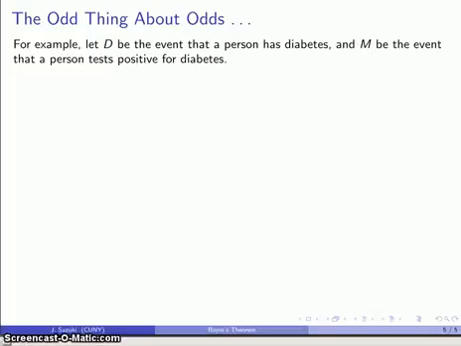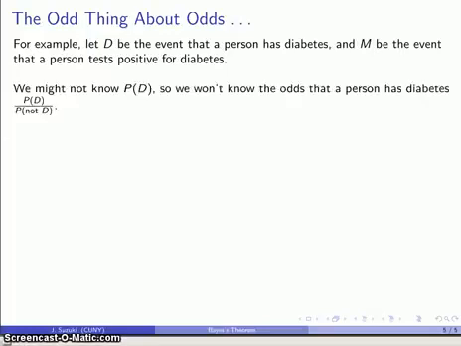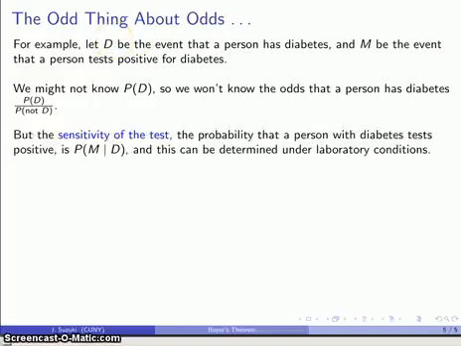Well, this is a situation where it's possible that we might not know the probability of D. In other words, we might not know the probability that a person has diabetes, so that means we won't be able to find the odds that you have diabetes. On the other hand, there's an important conditional probability associated with this problem, which is the probability that you test positive for diabetes given that you have diabetes. So that corresponds to the sensitivity of the test.